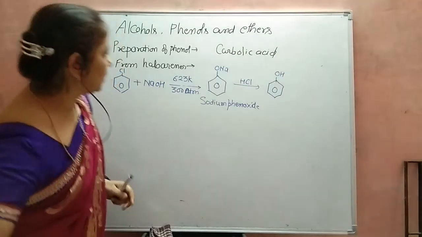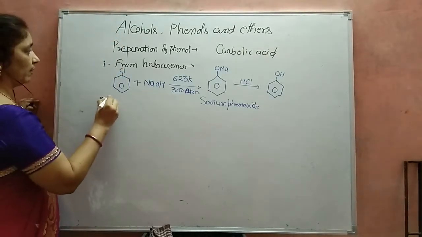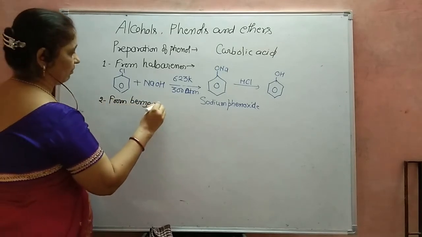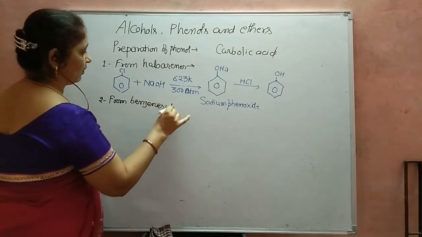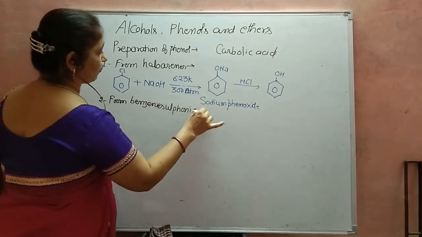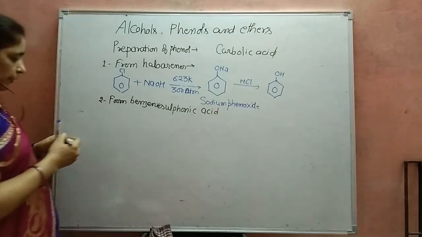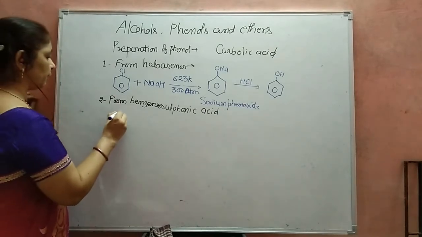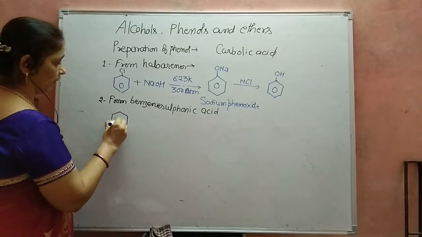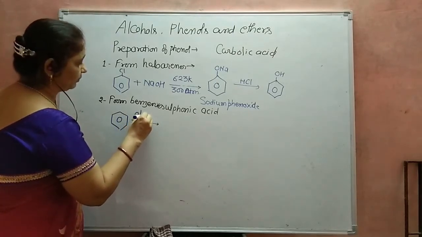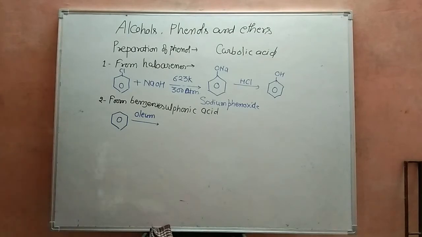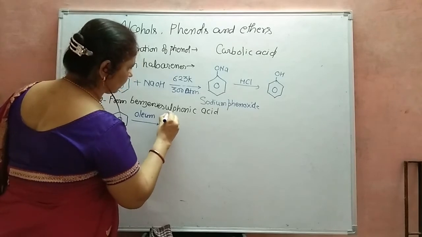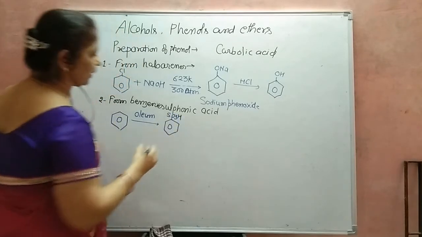The second method of preparation is from benzene sulfonic acid. You know that benzene sulfonic acid is formed by the electrophilic substitution of benzene with oleum. So first of all we start this reaction from benzene. If benzene reacts with oleum, first it forms the compound benzene sulfonic acid, that is SO3H.